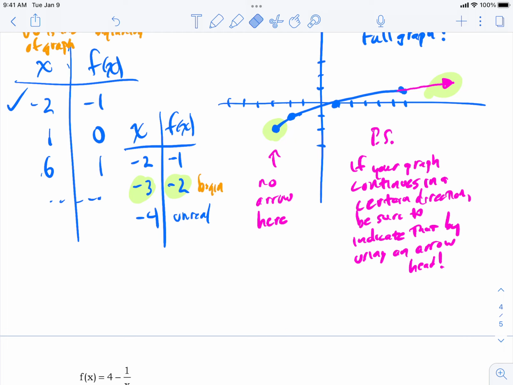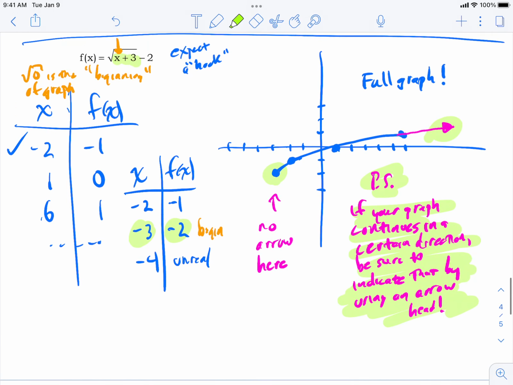Okay, so if the graph continues in a certain direction, be sure to indicate that by using an arrowhead. Okay, I do deduct points for that one. If it continues forever, write it, draw it, indicate it.